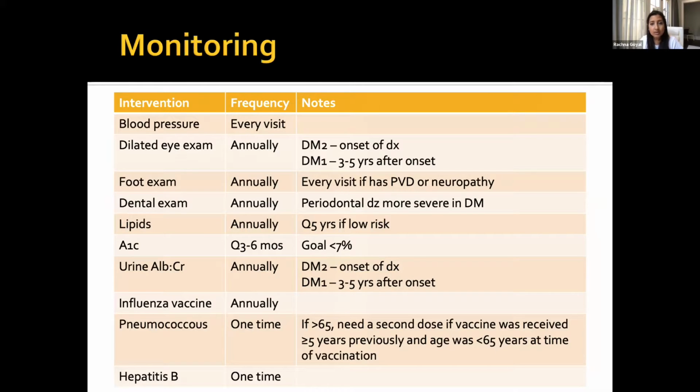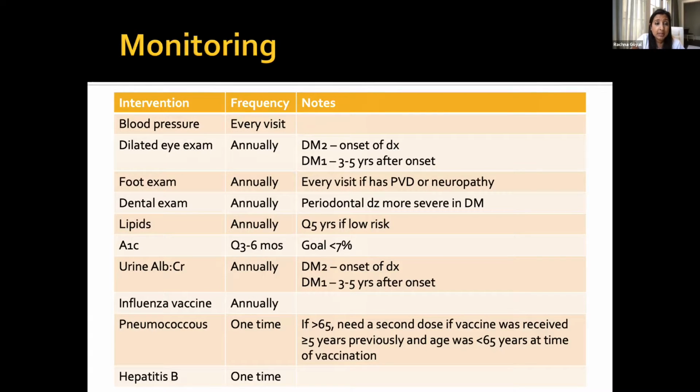Okay, so this is something that you guys probably will typically do when you're in the outpatient setting. But how do we monitor these patients, and what kind of things do we want to check when we see them in clinic? So you want to make sure that you're doing a blood pressure at every visit. In terms of a dilated eye exam, for our type 2s, we say that you want to get that at the onset of diagnosis and then annually after that. For our type 1s, we typically don't necessarily get it right at the onset of diagnosis because we don't think that the type 1 diabetes has been lingering for very long, unlike the type 2s. So we usually recommend about 3 to 5 years after onset.